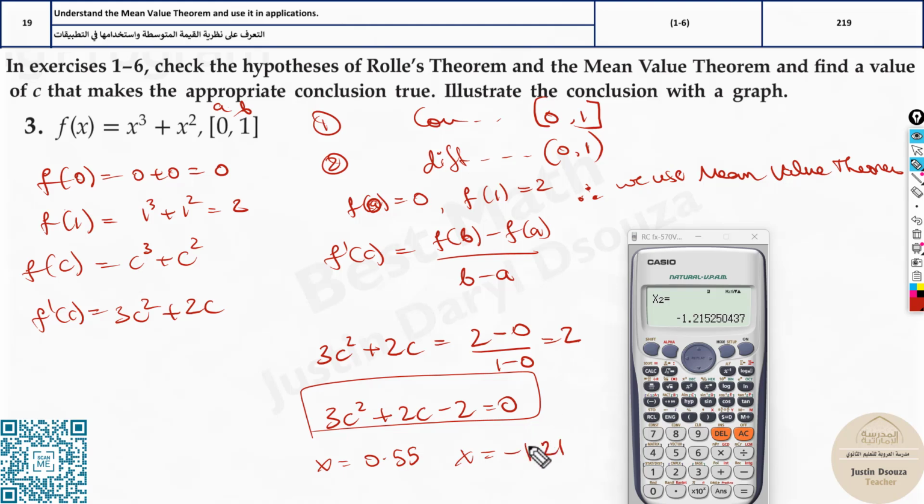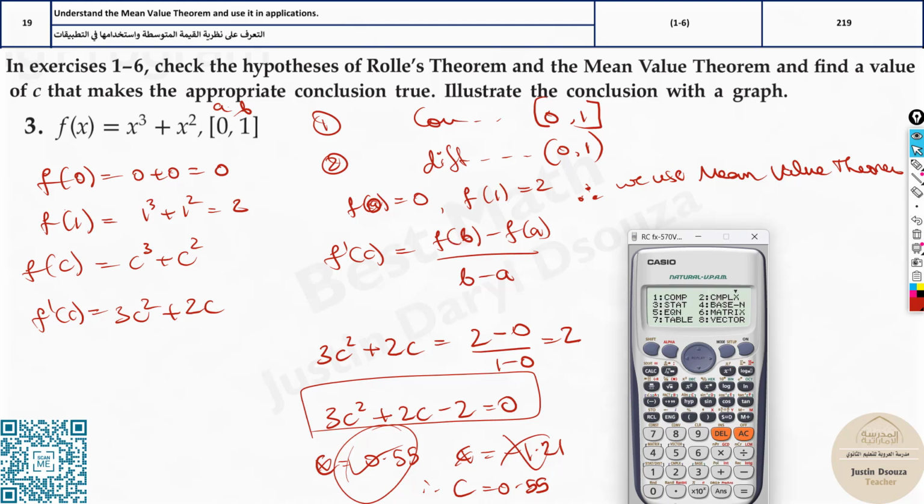Now, which is the correct answer? Which is within this limit, 0 and 1? Only this is the correct answer. This should be ignored. It's the c value, okay? So therefore, c is equal to 0.55, because that is the only area of consideration for us. This is the interval, right?